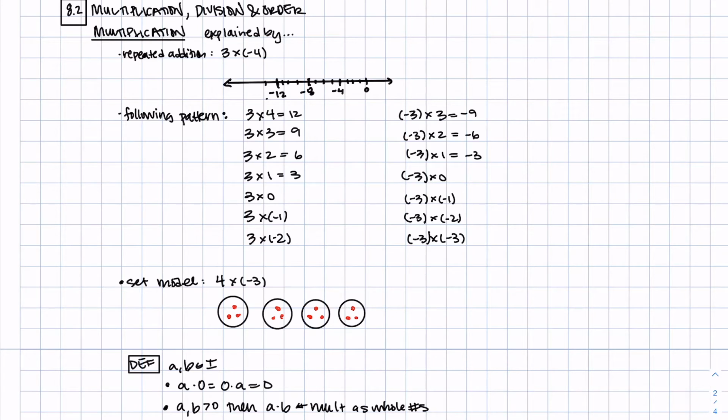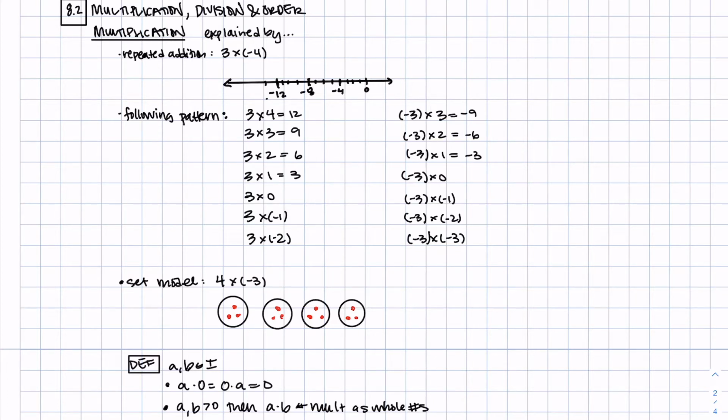Let's move on to section 8.2, where we've been talking about integers, and we discussed addition and subtraction. So we want to talk about multiplication and division as well.